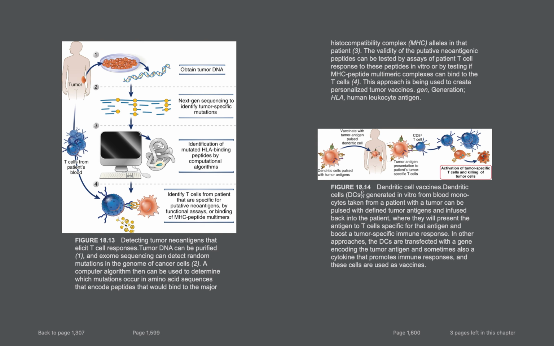So here, Figure 8.14, dendritic cell vaccine. Dendritic cells generated in vitro from blood monocytes taken from the patient with tumor can be pulsed with a defined tumor antigen and infused back into the patient, where they will present the antigen to T cells specific for the antigen and boost the tumor-specific immune response. In another approach, the dendritic cells are transfected with genes encoding the tumor antigen, sometimes also cytokines that promote immune response, and these cells are used as vaccines.